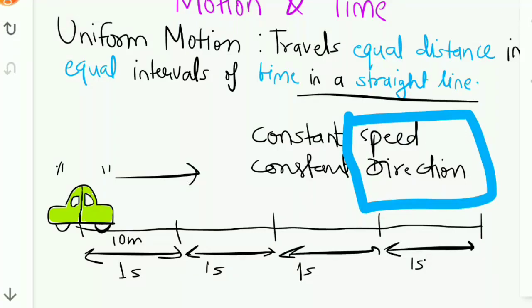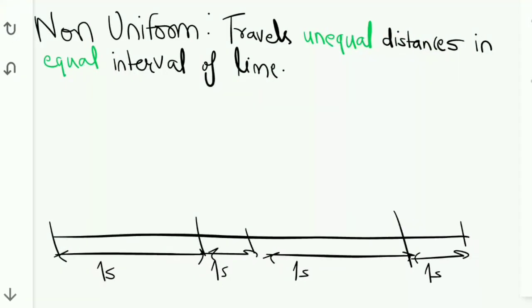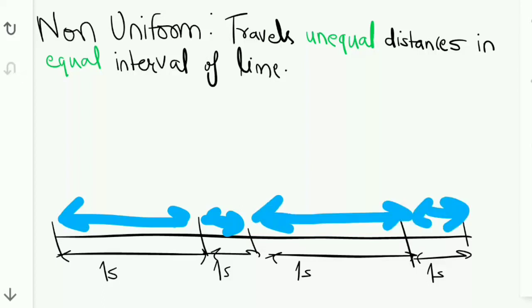Now non-uniform motion means exactly opposite of uniform motion. Non-uniform motion means when a body travels unequal distances in equal interval of time. So here our body is traveling this particular distance in 1 second, and then much lesser distance in next second, then again larger and then smaller distance in next respective seconds. Now this is called non-uniform motion.